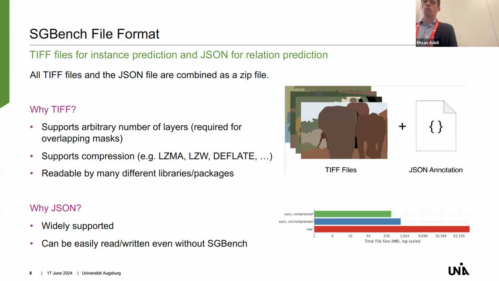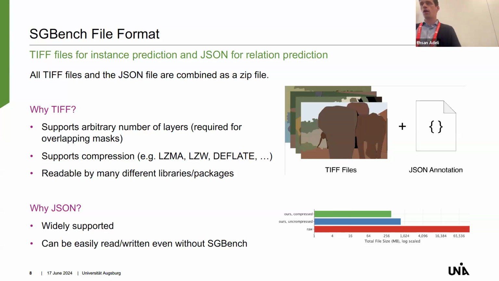I think the most commonly used way is to just store NumPy arrays as pickle files, but that's obviously really resource inefficient. Another way would be to use TIFF files, for example. So why did we choose TIFF files instead of PNG files? It supports an arbitrary number of layers, so you can have overlapping segmentation masks.